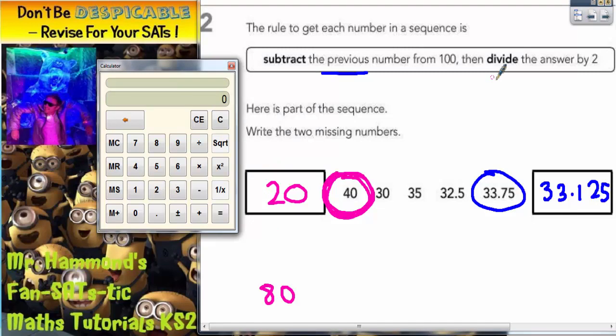And then divide that answer by 2. Well, 80 divided by 2 is 40, which is why we've got that in the second box. So it does seem to fit in. So there's your two answers: 20 in the first box and 33.125 in the last box.